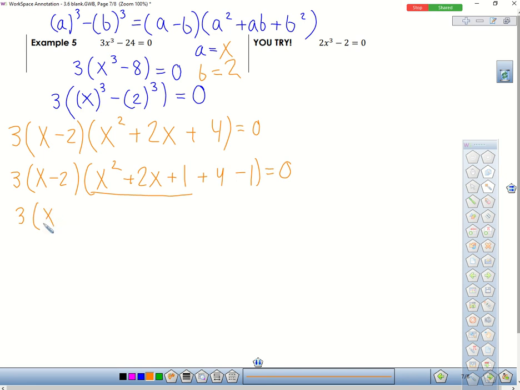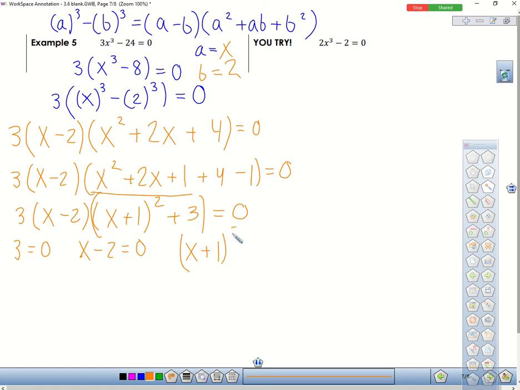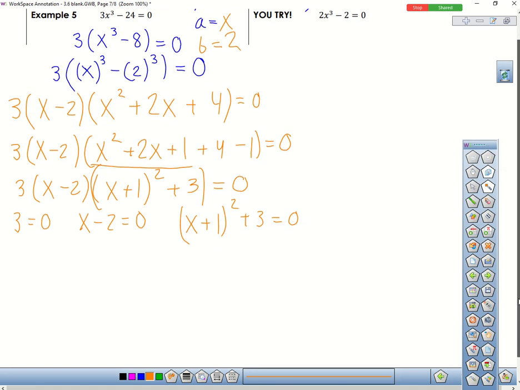Good. I'm going to factor this section right here. This becomes 3 times x minus 2, x plus 1 squared, because I'm going to get 2 of those factors, plus 3 equals 0. So these are grouped together. And then I can set each of these equal to 0. So I got x minus 2 equals 0. And I have x plus 1 squared plus 3 equals 0. And I'm going to try solving each of these.